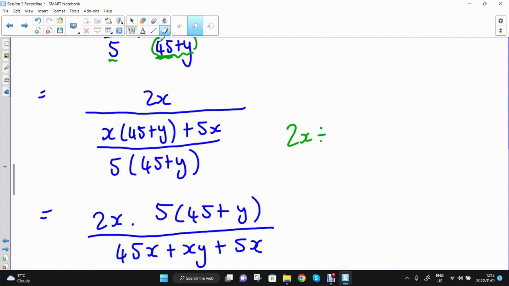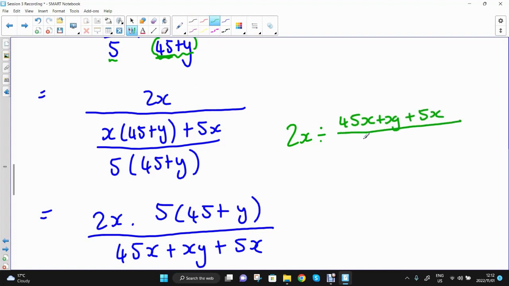45x plus xy plus 5x, all over 5(45 plus y).